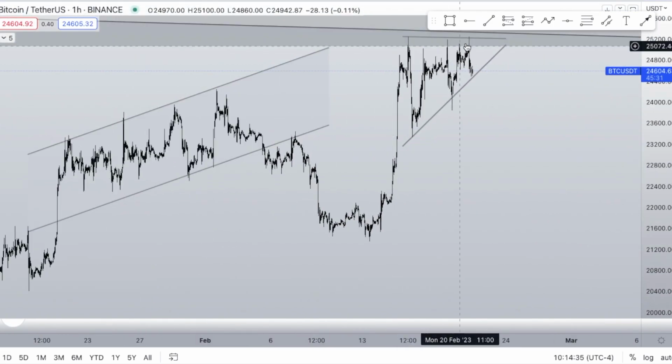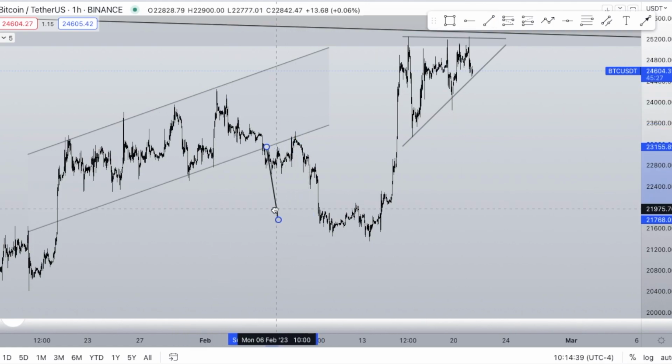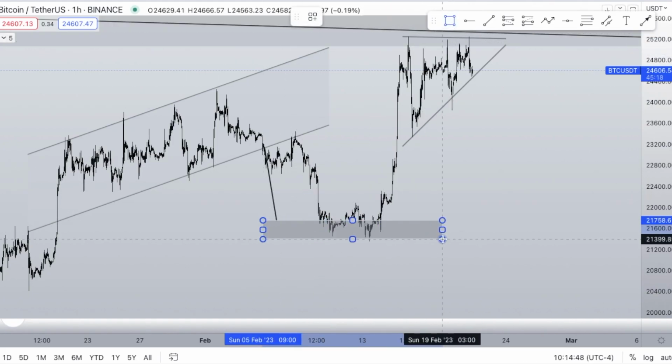We did have another channel broke towards the downside. And as you guys can see, there was a lot of profits that was taken. You could have extended it from there. And where did it exactly go? Towards that range to take your full take profits.